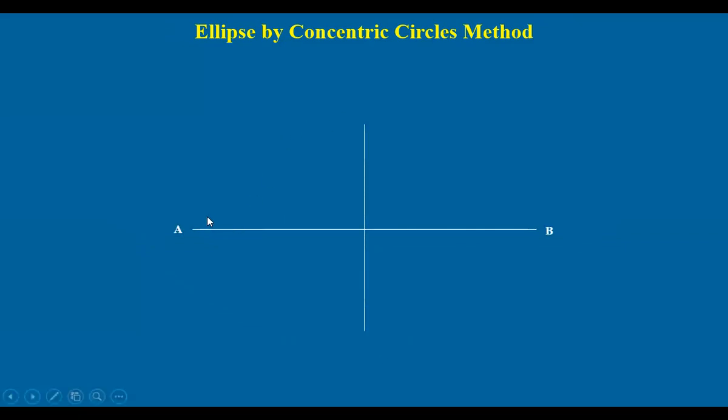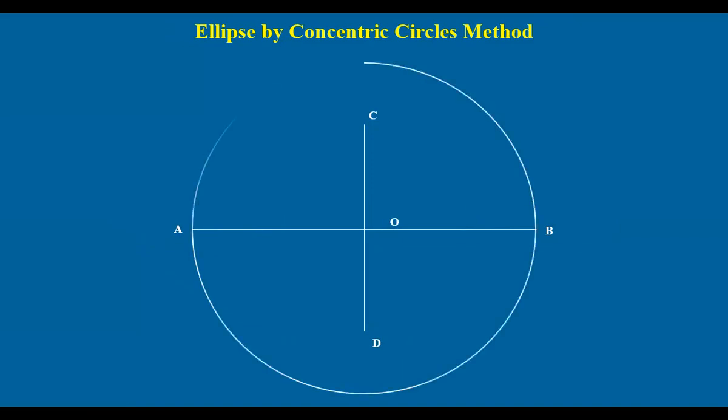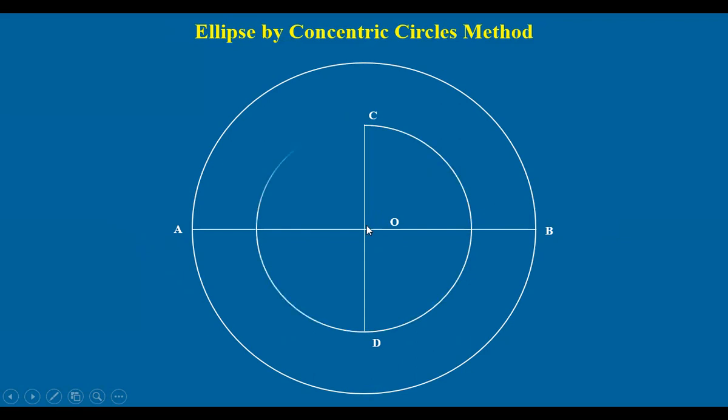So we take the major axis AB, minor axis CD. They two intersect here at O, the center point. With O as center and OA as radius, draw a circle. And with O as center and OC as radius, draw another circle. Now I am extending this line CD further, and I want to divide this quarter circle here into a number of parts.